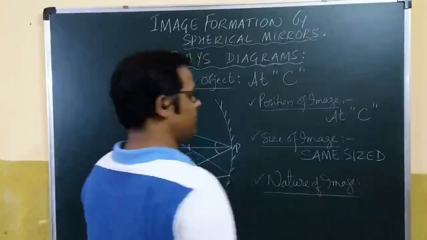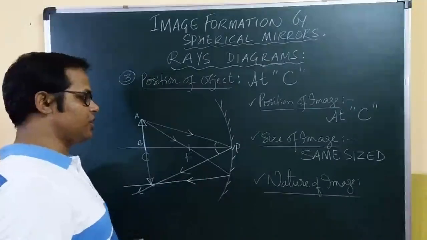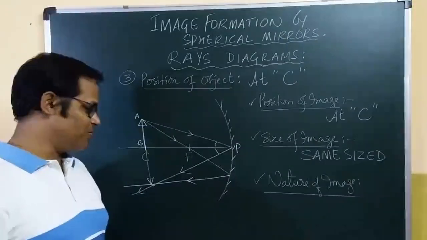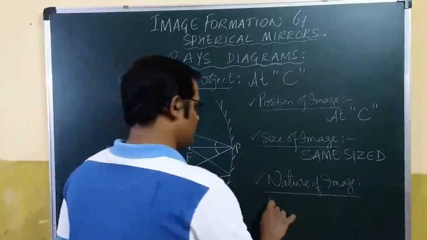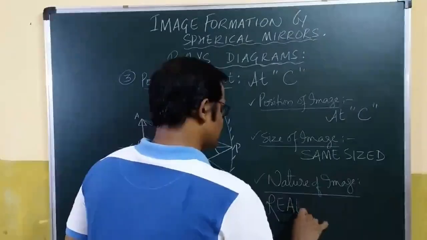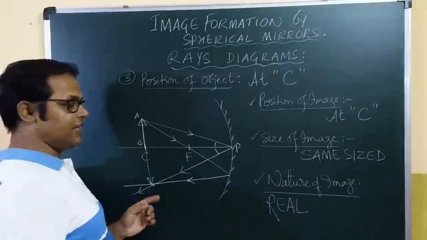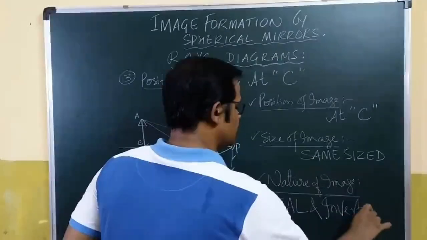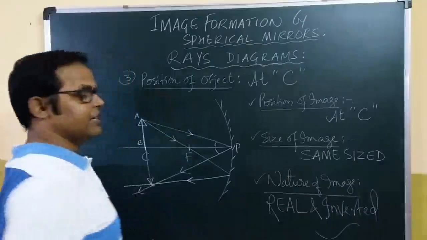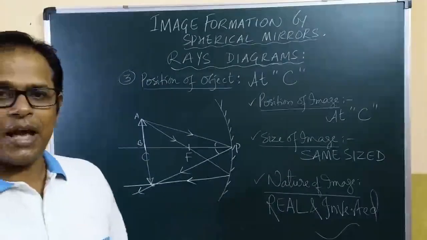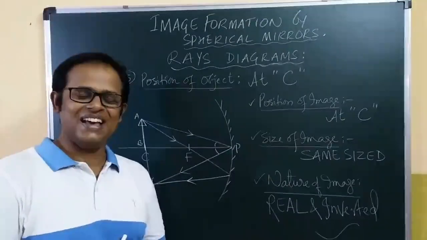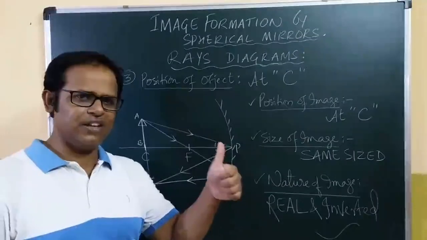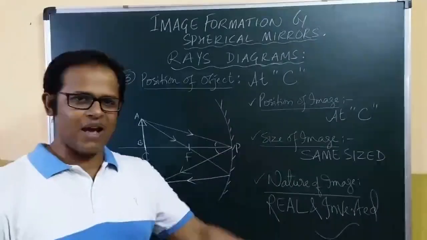Same sized image in this case, and the nature, I need not tell you again, I think you must be roaring from your homes that nature has to be real because of the actual intersection of the reflected rays of light, but at the same time this image is found to be inverted, or you want to say upside down. In both the cases you're absolutely correct. I hope you're getting me crystal clear. Are you feeling good? Are you feeling easy? Then give a thumbs up for sure.